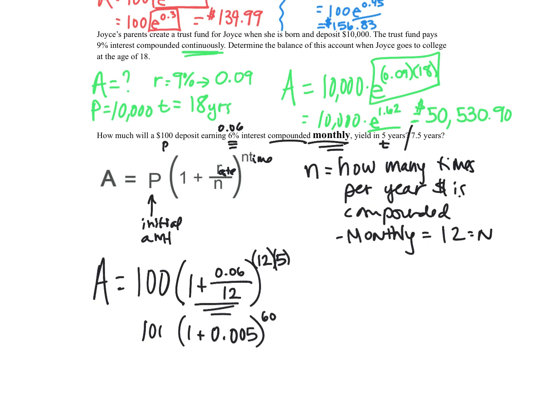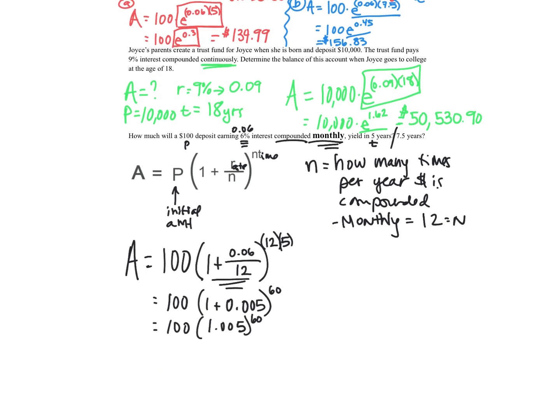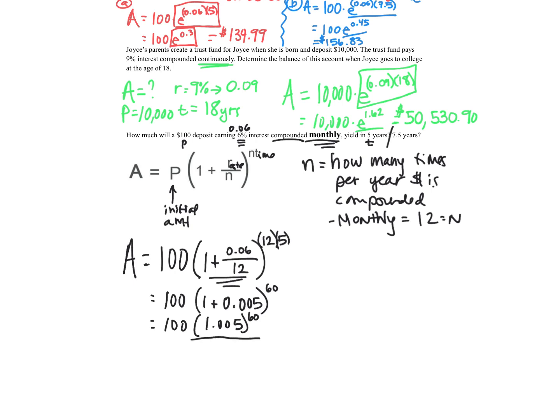We still got our 100 out here. So 1.005 to the 60th power. Really important, we want to do this guy first. So 1.005 raised to the 60th power is 1.34. Now we do times 100. So that gives us $134.89.